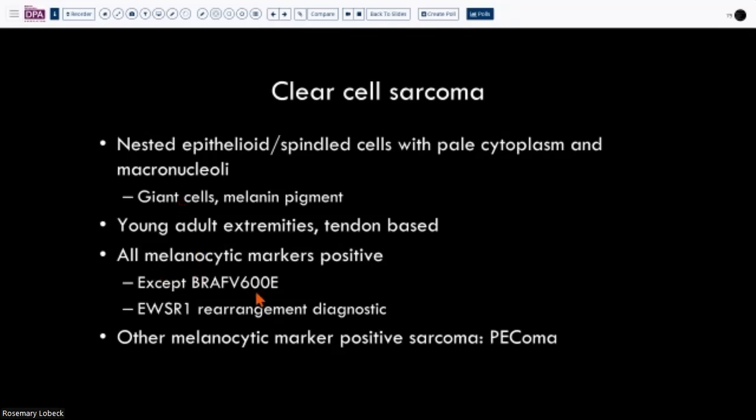And then BRAF is very unusual in clear cell sarcoma. There are some case reports that say BRAF can be positive in bona fide clear cell sarcomas, but in most situations, it can be useful if it's diffusely strongly positive, especially if the lesion has junctional activity and is associated with the skin, right? But then the confirmatory way to make sure it's a clear cell sarcoma is to do EWSR1, which is going to be positive, right? And you just also need to know the other melanocytic marker positive sarcoma is going to be a PEComa.